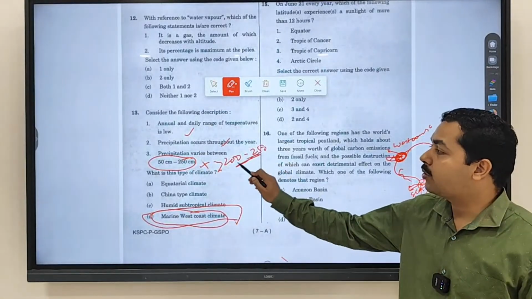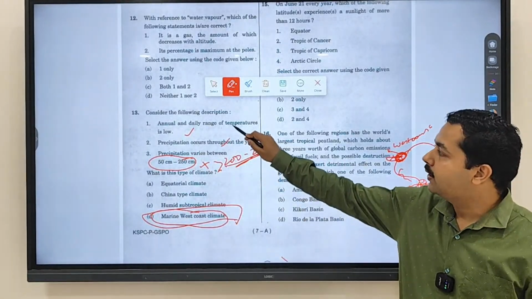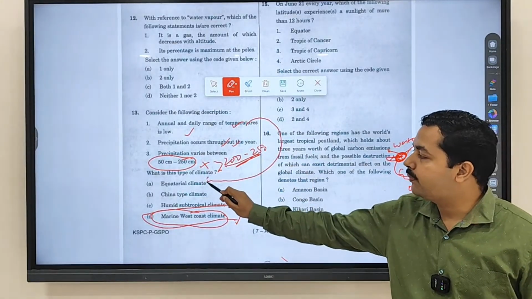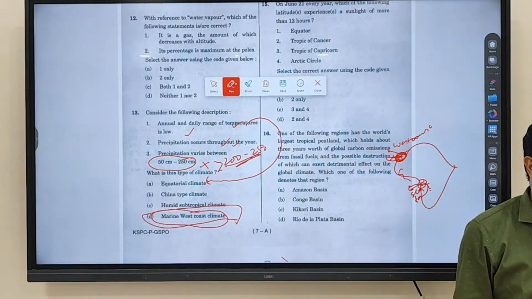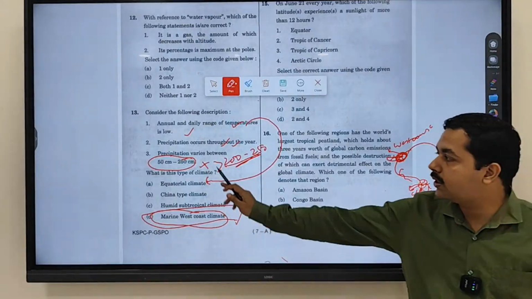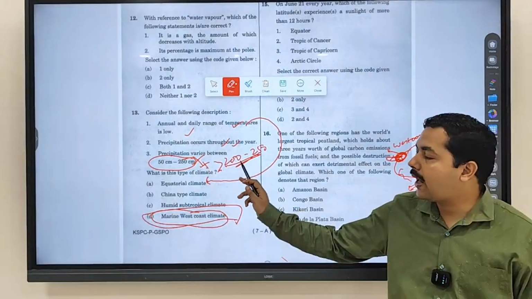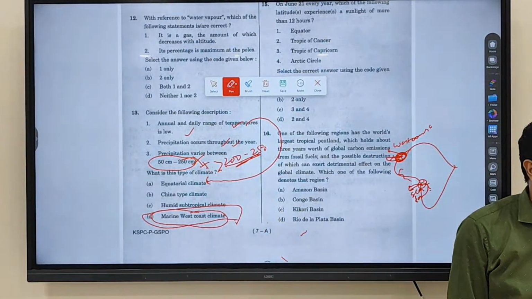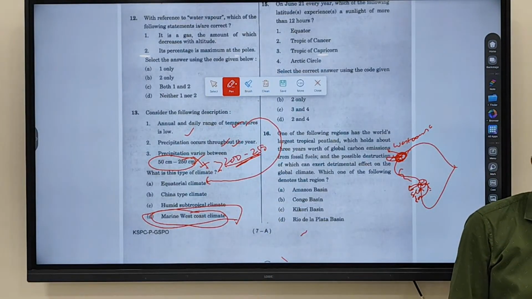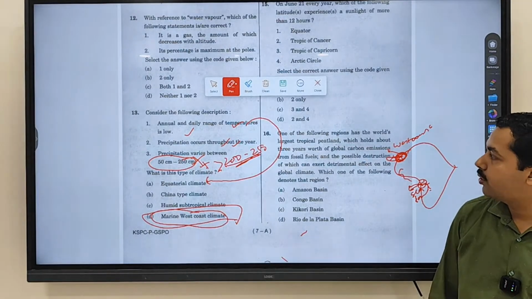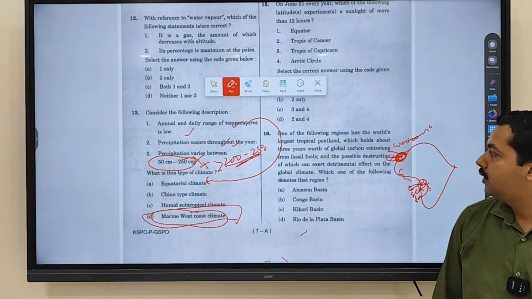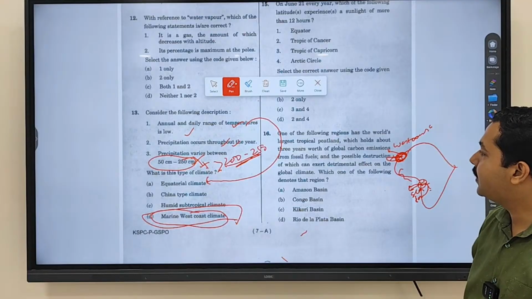So you have to remember how much rainfall is happening. These two conditions are also true for the equatorial climate, but the third condition is not matching with the equatorial climate, because the equatorial climate has rainfall greater than 200 to 250 centimeters. You are going to get this type of question in the examination. Clear?